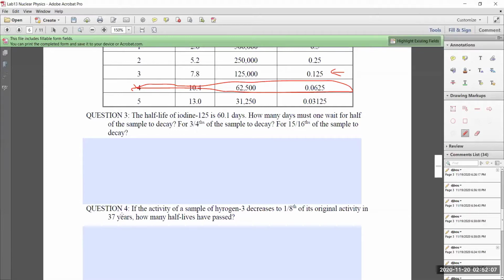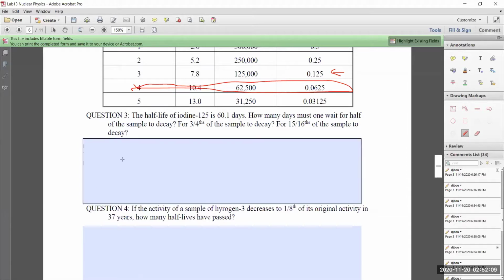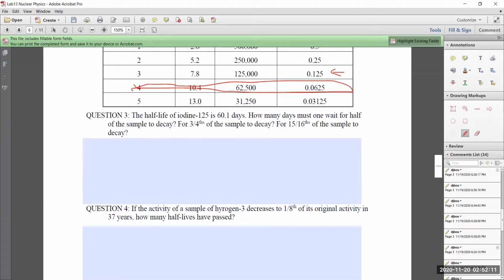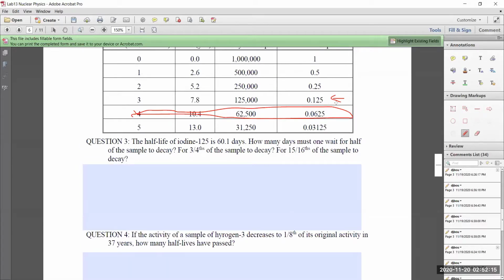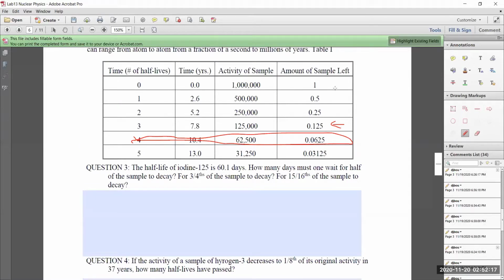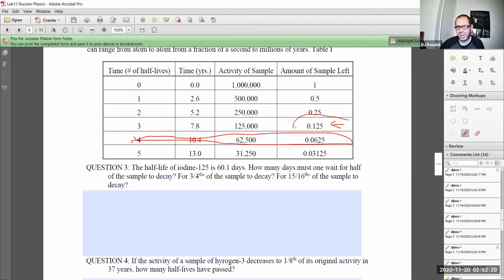Got it, guys? So we could just go ahead and divide a certain number of years, knowing the ratio or the amount that we have left of an element, by the number of half-lives, right? Look at this table here, okay? It says after 37 years, you're left with 1/8.